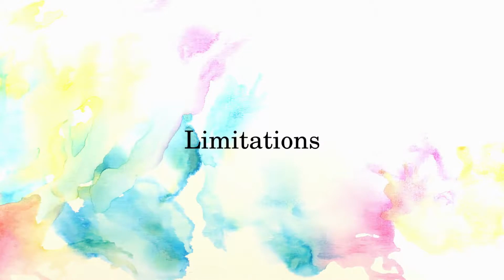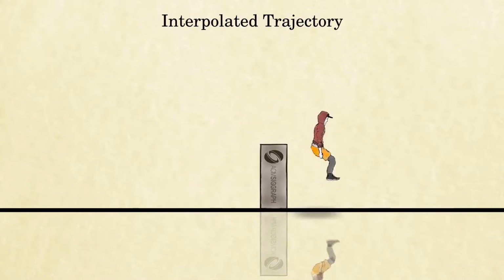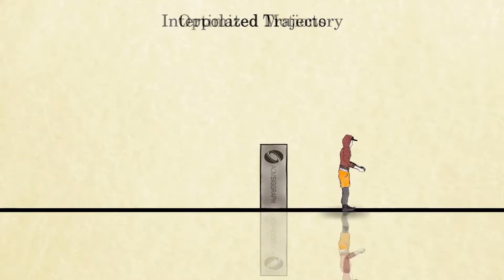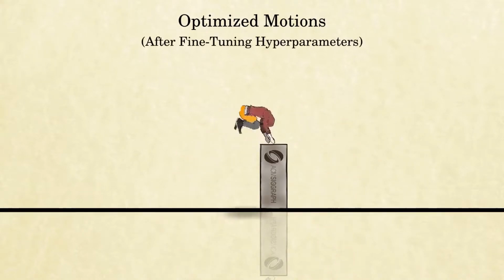Although our system allows sparse and crude keyframes for sketching motions, generating high-quality humanoid motions still takes additional effort. For difficult motions like this vaulting example, a significant amount of fine-tuning may be necessary.